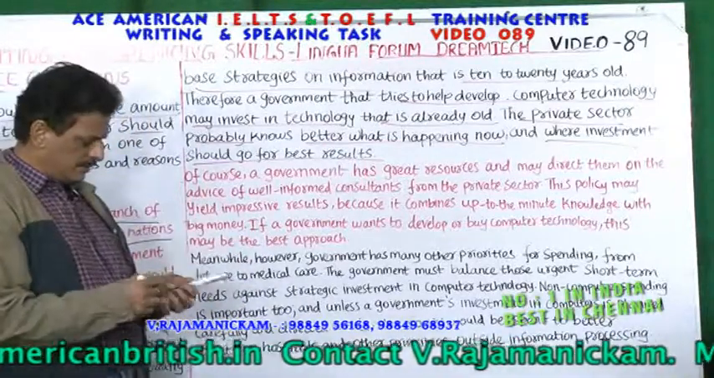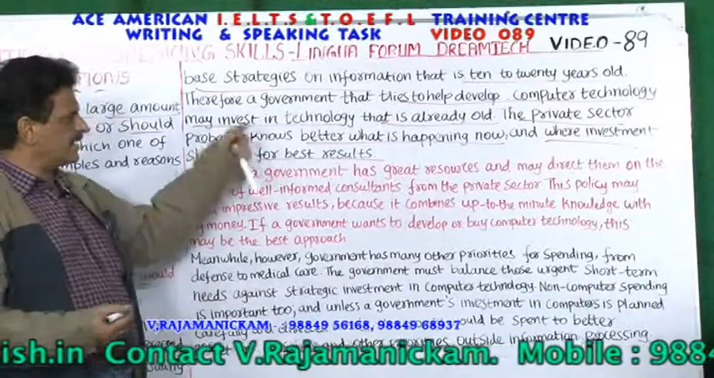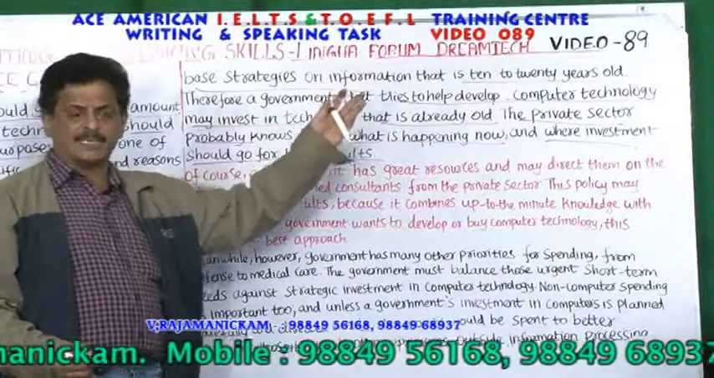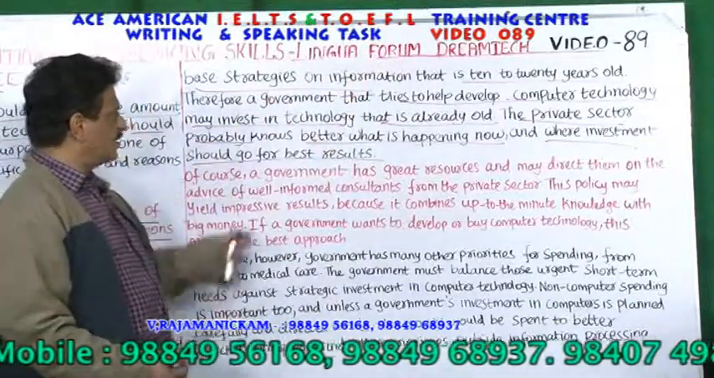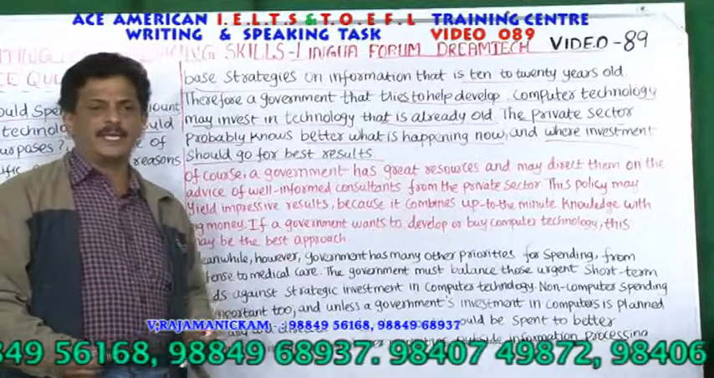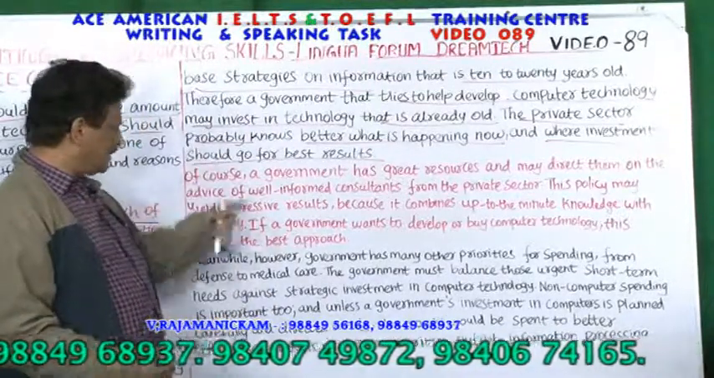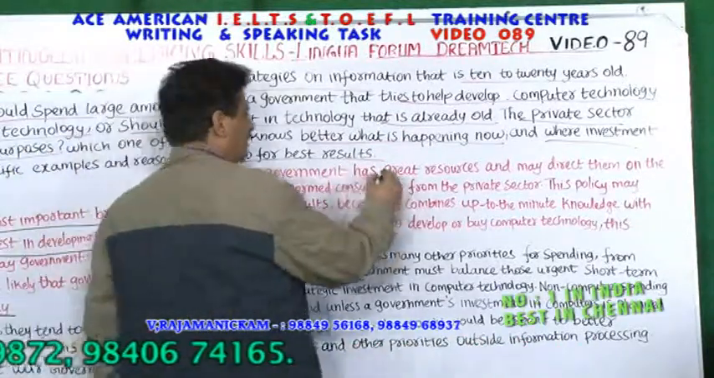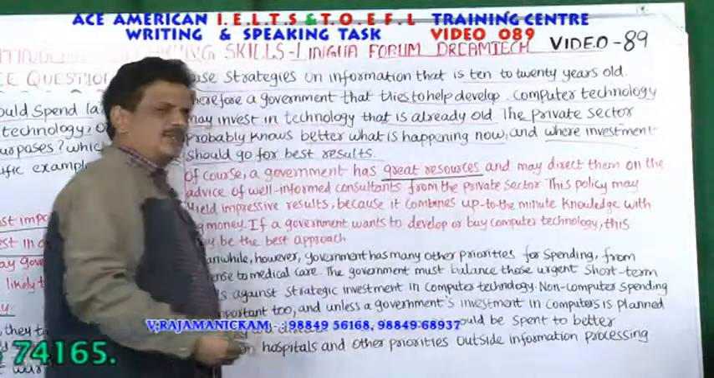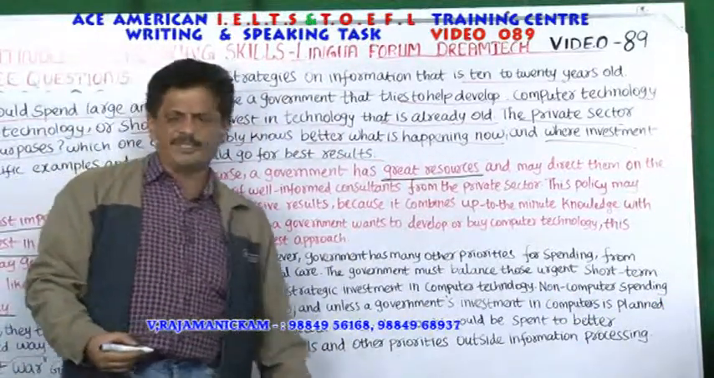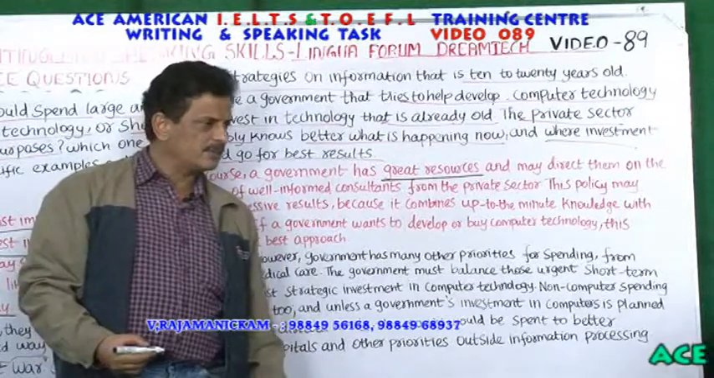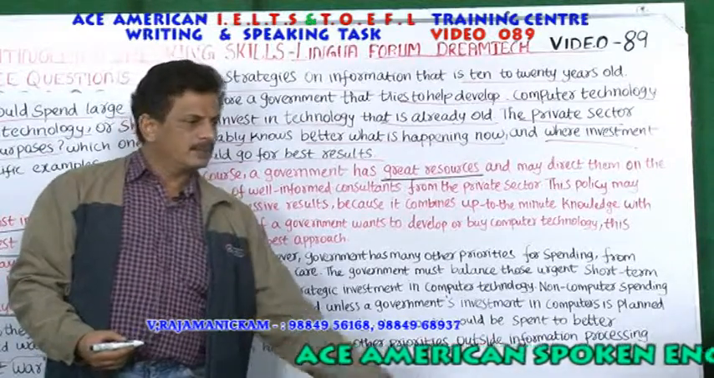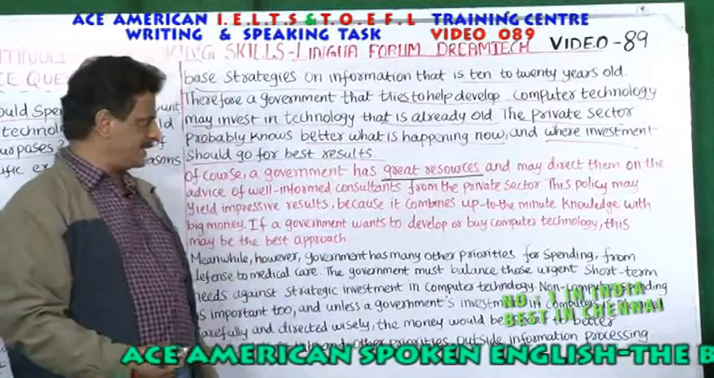So this is one of the reasons he gives. He is telling that the government is going back, but the private people are living in the present, so they know a better way of investing money in computer technology. And coming here, one of the reasons he says is, of course, a government has great resources. True, isn't it? What is the total income of India? Nearly 25 lakh crores per annum through taxes, direct and indirect taxes.